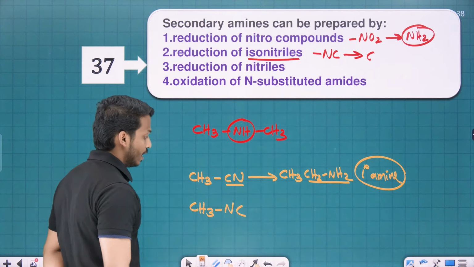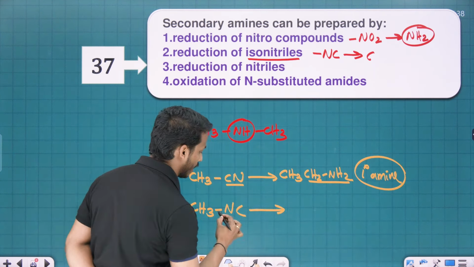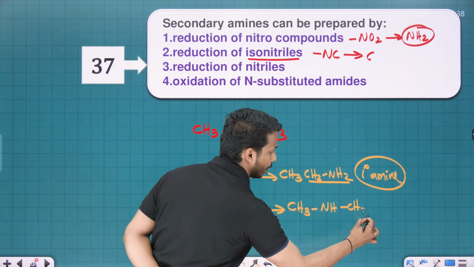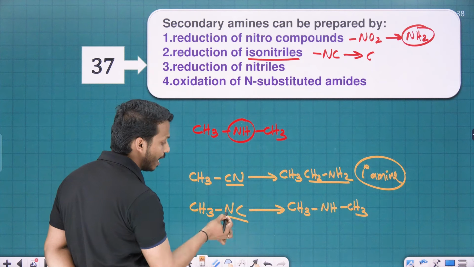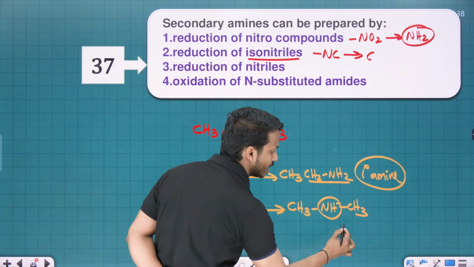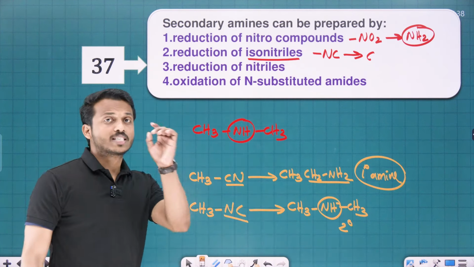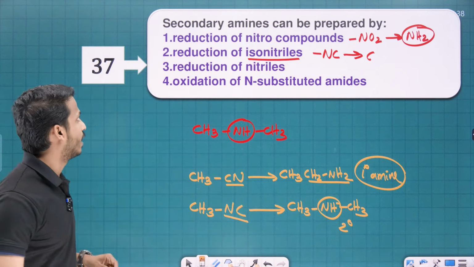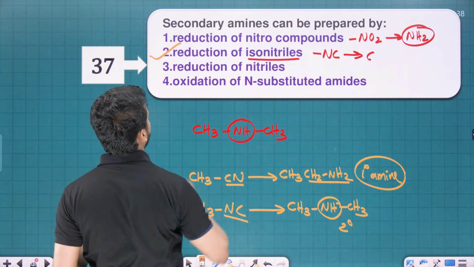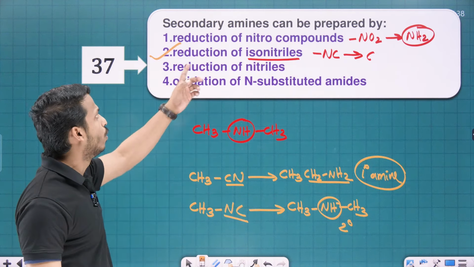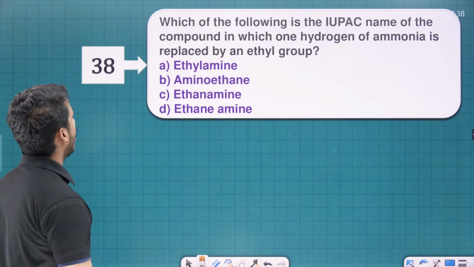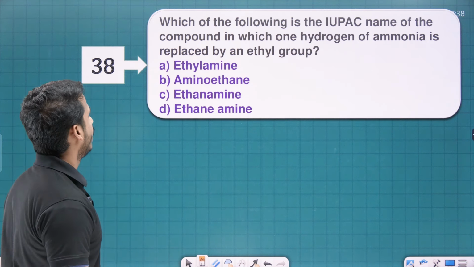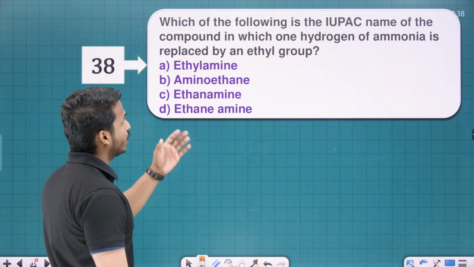But isocyanide on reduction gives CH3NHCH3. The NC becomes NHCH3. What is this? It's a secondary amine. Cyanide on reduction gives a primary amine; isocyanide on reduction gives a secondary amine. So reduction of isonitrile gives which one? Secondary amine.